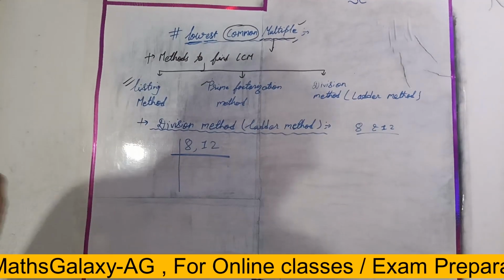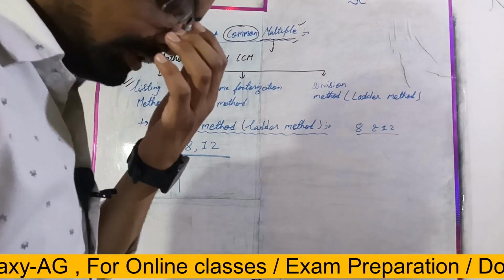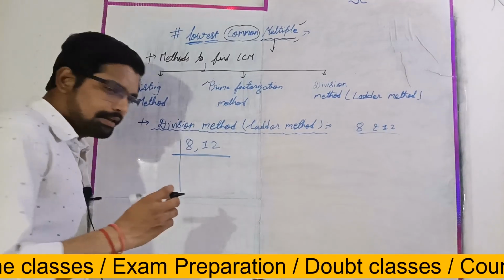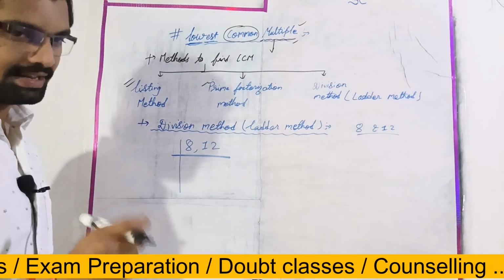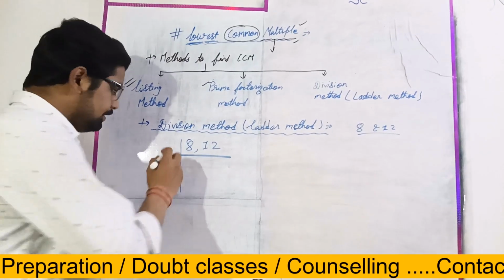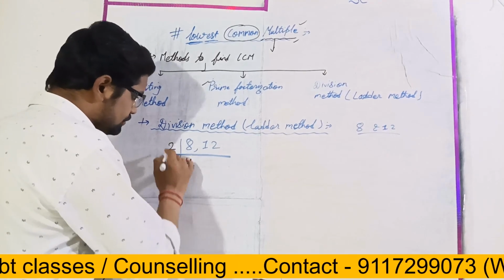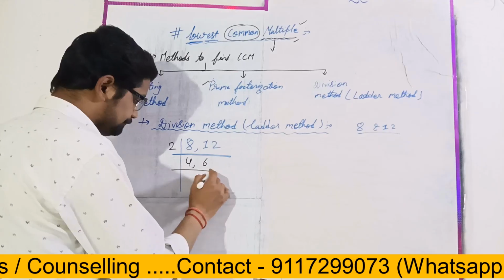Yeah, so you have done it correct, good. Now let's see what we have to do. We have to take a common divisor here, right? We will take 2. So 2 4s are 8 and 2 6s are 12.